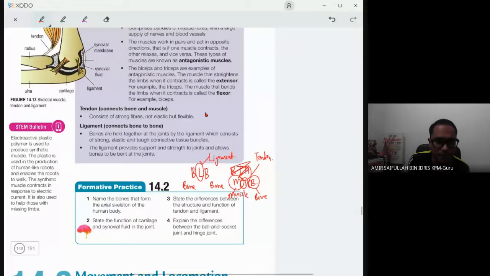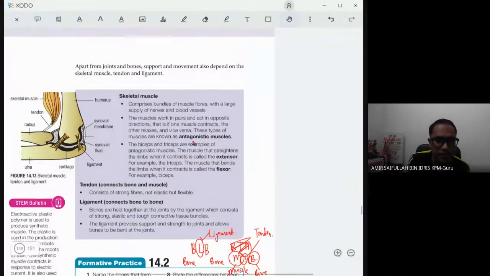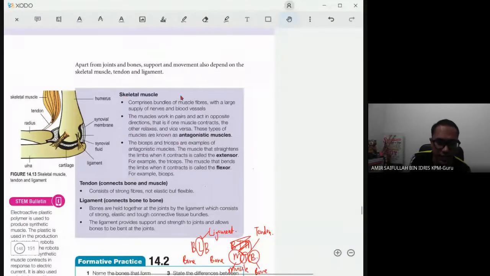Okay, next. Okay, so we see here. So the skeletal muscle. So what is skeletal muscle? So skeletal muscle comprises bundles of muscle fibers with a large supply of nerves and blood vessels. So the skeletal muscles work in pairs. So they got two muscles lah, and act in the opposite direction.